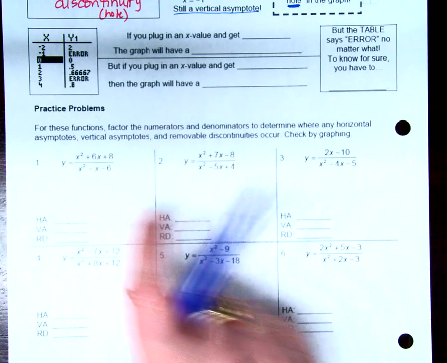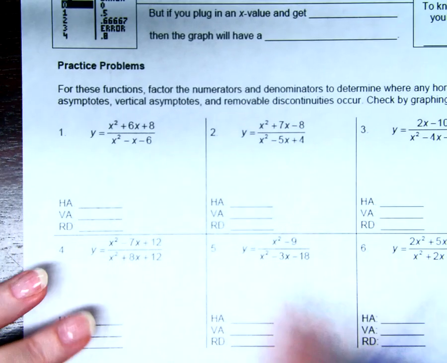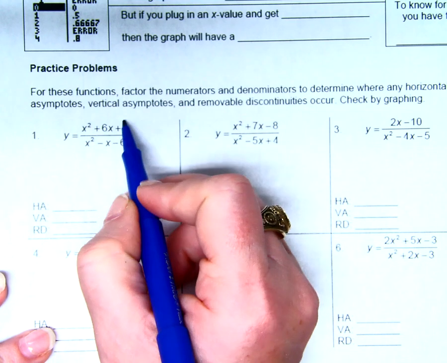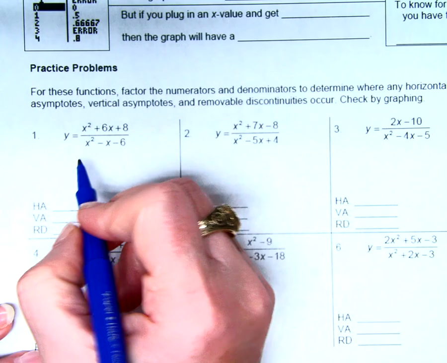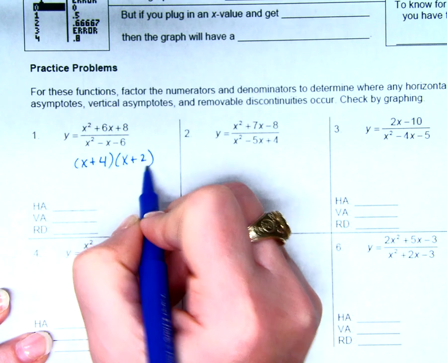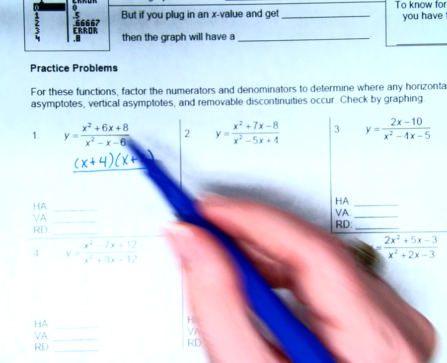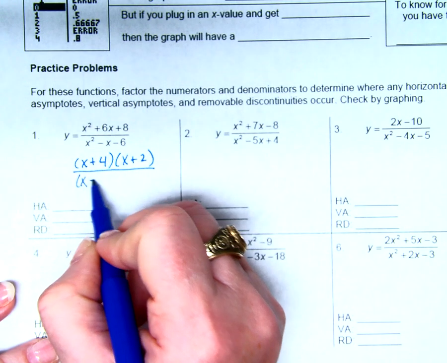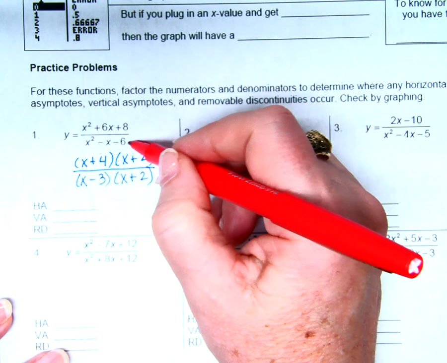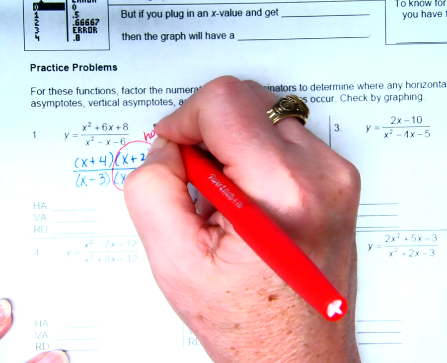Okay? So let's do number 1 together. So if we're doing number 1, first thing we have to do is factor. And if I factor the numerator, what multiplies to be 8 and adds to be 6? Well, that would be x plus 4 and x plus 2. What multiplies to be negative 6 and adds to be negative 1? That's x minus 3 and x plus 2. And what I need you to notice is that both numerator and denominator have an x plus 2. This is going to tell us where our hole is.